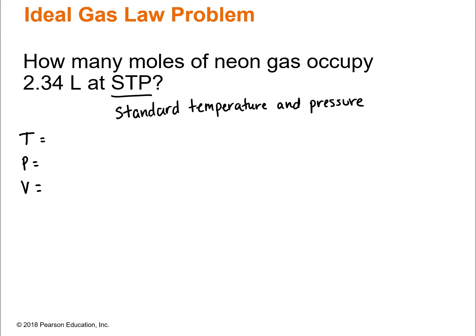This is something you will definitely need to know, so if you don't know it, make sure you take down this note, okay? For STP, the temperature is 0 degrees Celsius, which is the same thing as 273 Kelvin. The Kelvin answer is what we need for the gas law problems. And the standard pressure is 1 atmosphere. So if you see a problem about STP, we're talking about 273 Kelvin and 1 atmosphere.